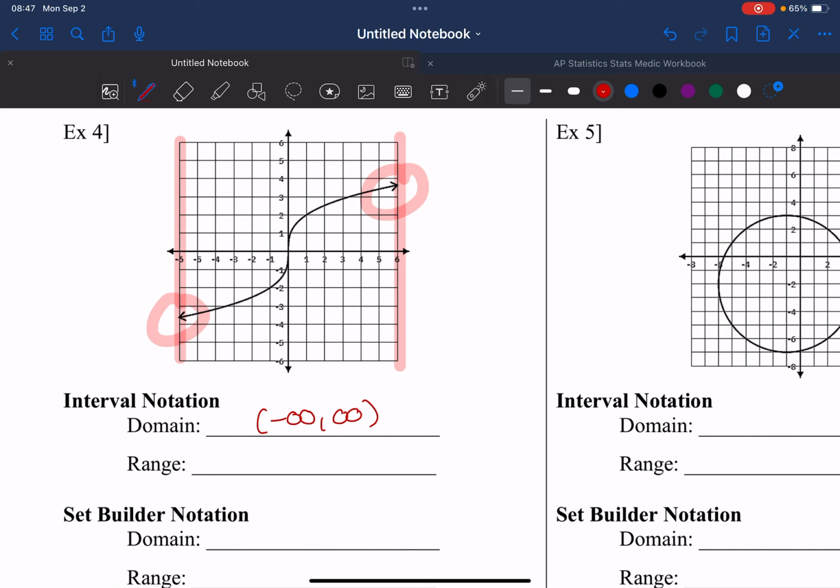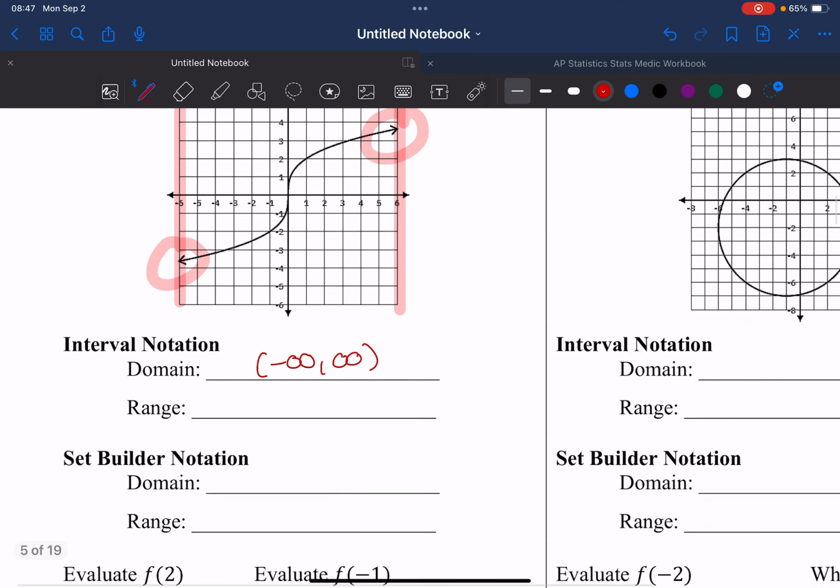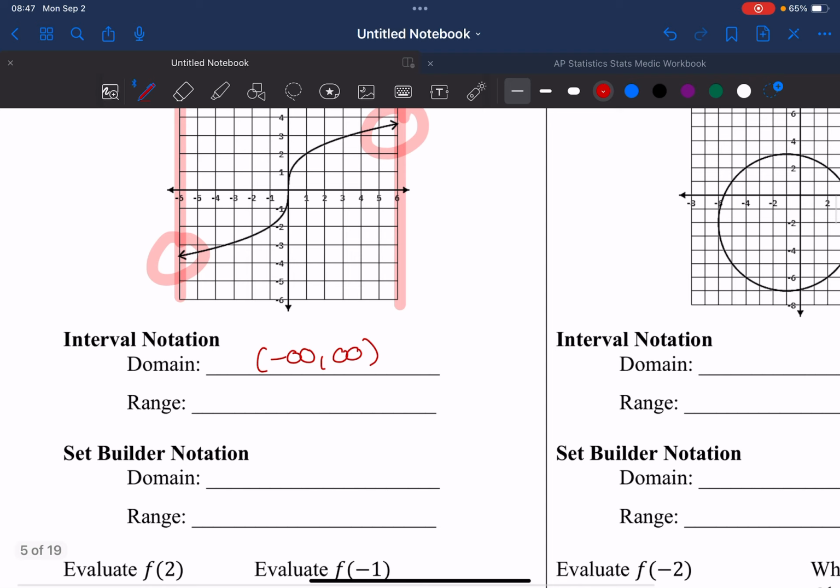And remember, another way to say negative infinity to positive infinity, if we're writing it in set builder notation, is writing x such that x belongs to all real numbers.